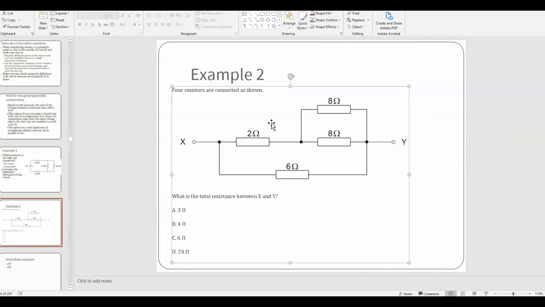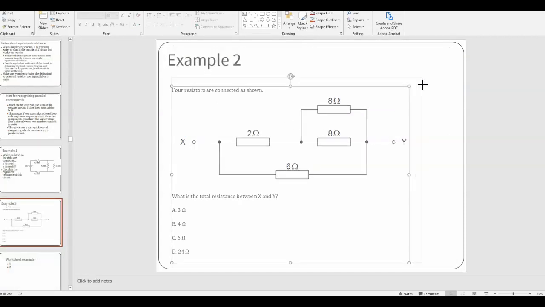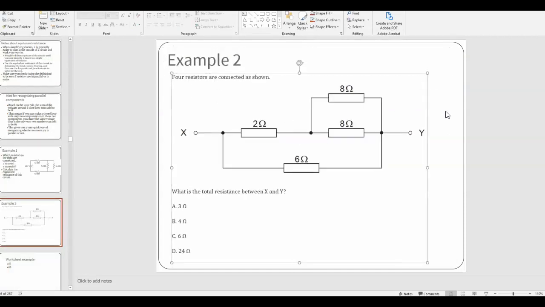Okay, so example 2, this is actually an IB question. Okay, this is a multiple choice question from an IB exam a couple years ago. So see if you can answer this question. It says 4 resistors are connected as shown. Notice that they use the rectangle symbol for resistors as opposed to the squiggly line.